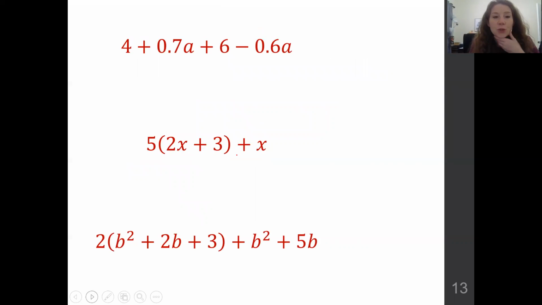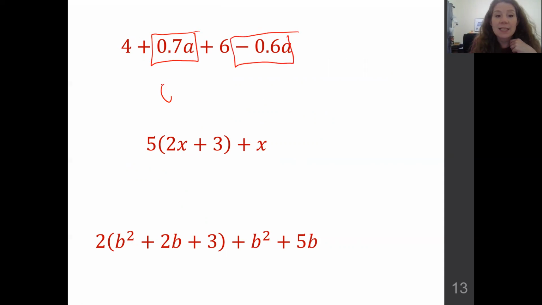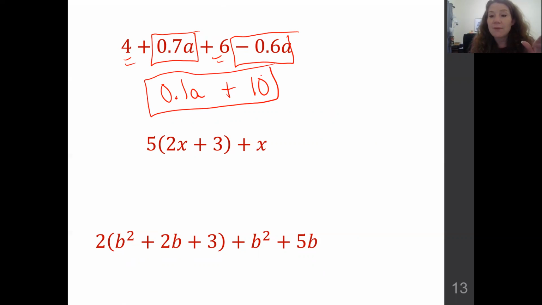All right, what about these three? Hopefully you guys did these. So 0.7a minus 0.6a is 0.1a, and then 4 plus 6 is plus 10. Like I said, if you wrote the 10 first, totally fine, doesn't matter.